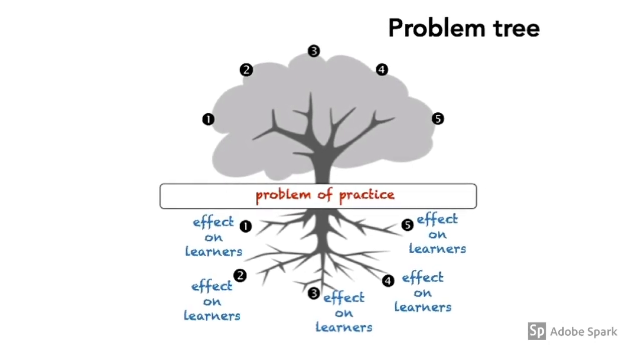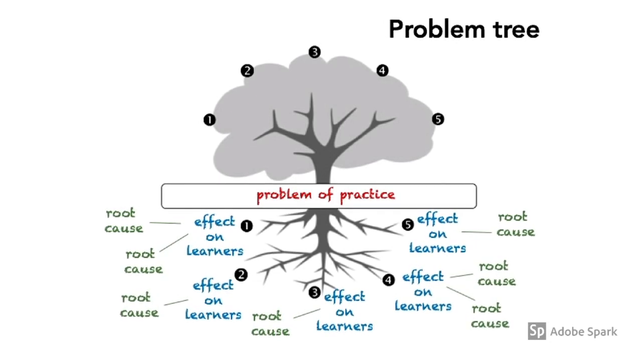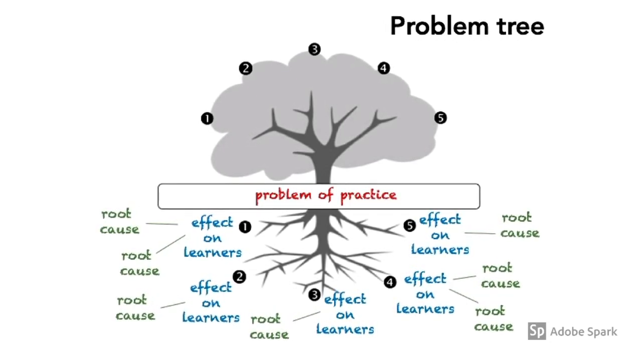Next, ask yourself, how does this problem of practice affect your learners? Each statement will begin with the word learners or students. Record at least 5 responses to this question. Then, for each of the 5 responses, ask, why is this occurring? Record 2 or more responses to this question for each of the 5 or more effects. Do not worry if some of the causes are the same.